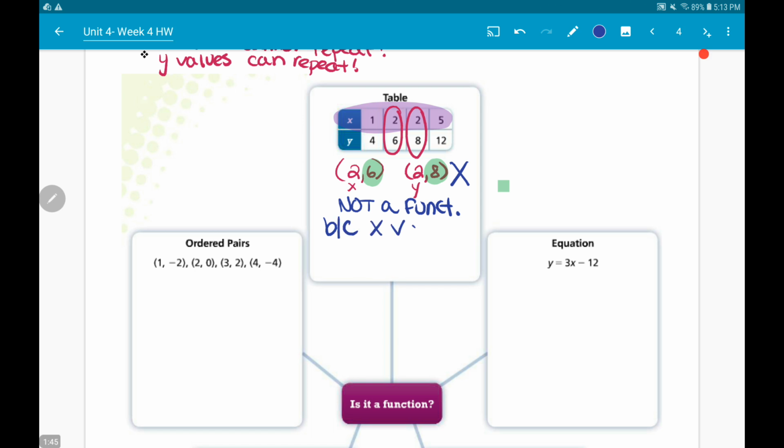because x values repeat with different y values.